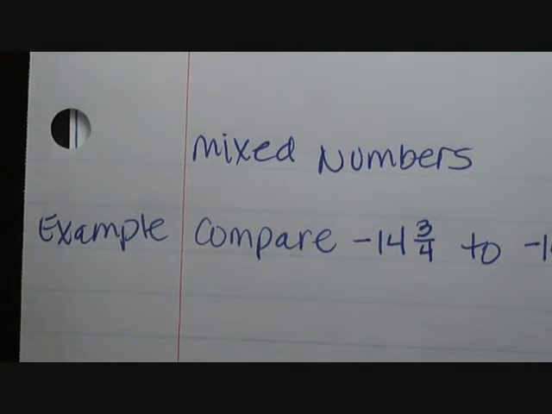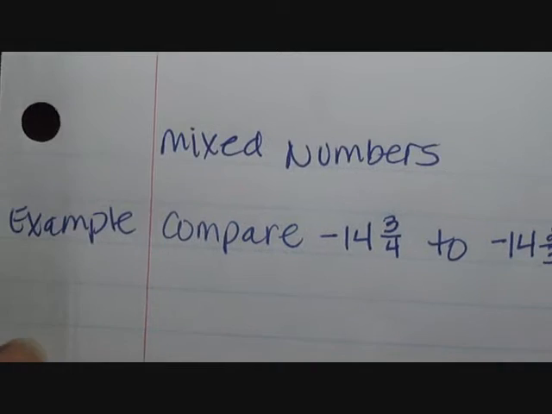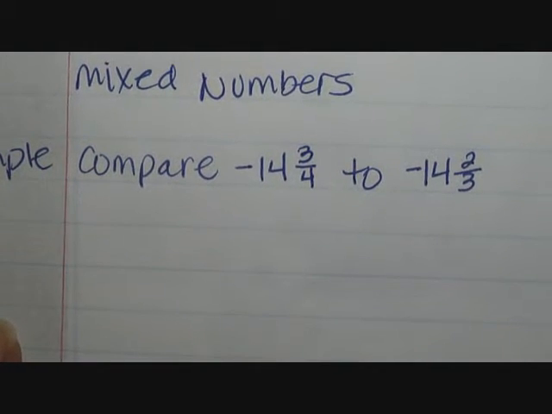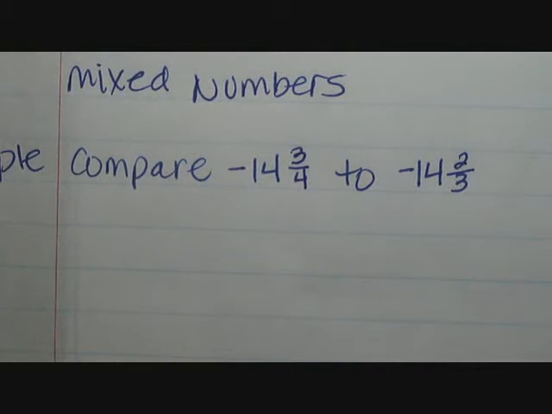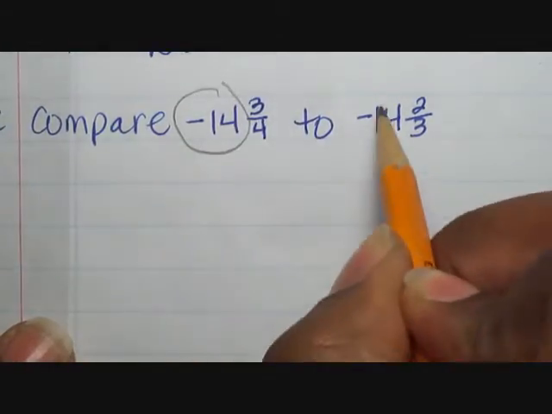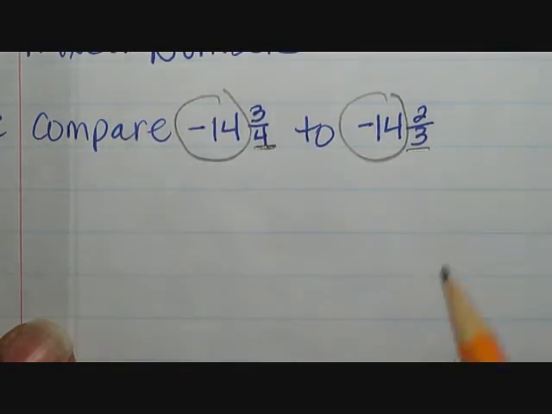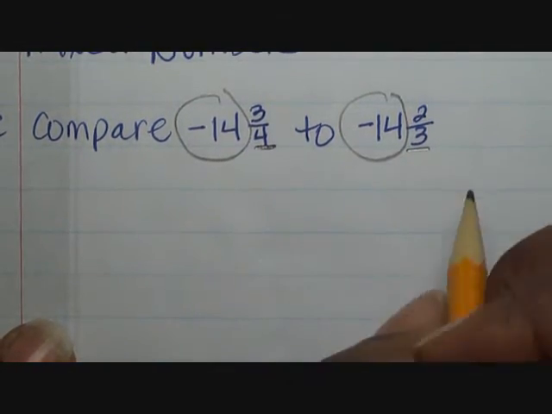The last thing that we're going to go over is mixed numbers. Now, mixed numbers are kind of tricky. We always have to convert them to the same form. Right now they are the same form, but if we notice, our whole numbers are the same. So really, we can compare this fraction to this fraction and we'll know what it is.